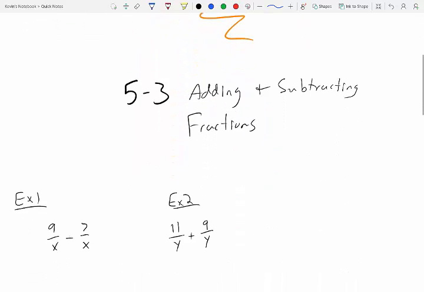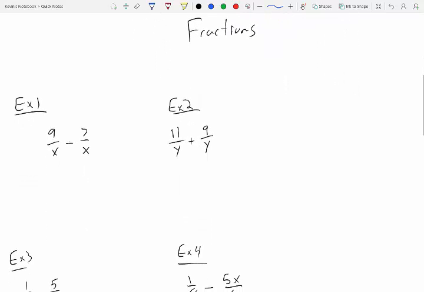Today, we're going to section 5-3, adding and subtracting fractions. So the biggest thing with this is we need common denominators. So example 1 and example 2 have common denominators, so we're all set there.